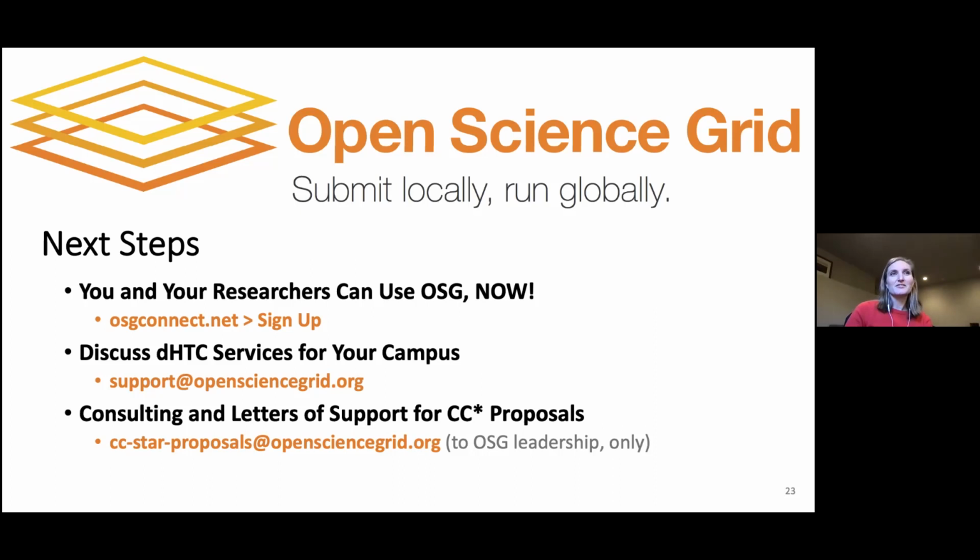If you'd like to discuss the right services for your campus's priorities, again, that address is support@opensciencegrid.org. And if you specifically want to talk about consulting and letters for CC Star proposals, we have a separate email address for that that goes just to OSG leadership rather than to our whole team of staff.